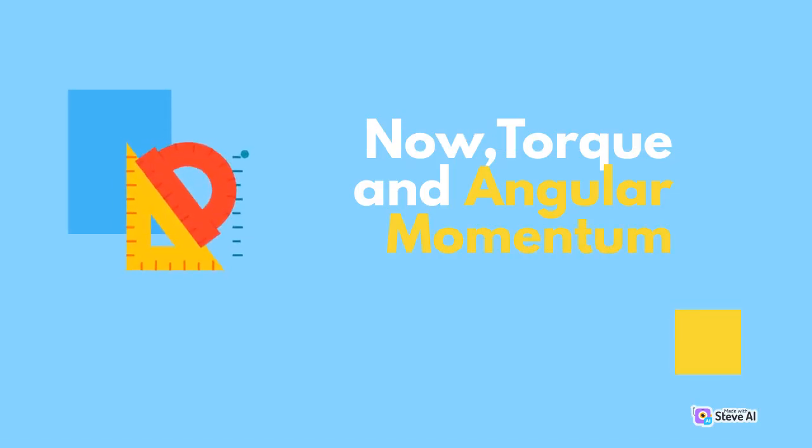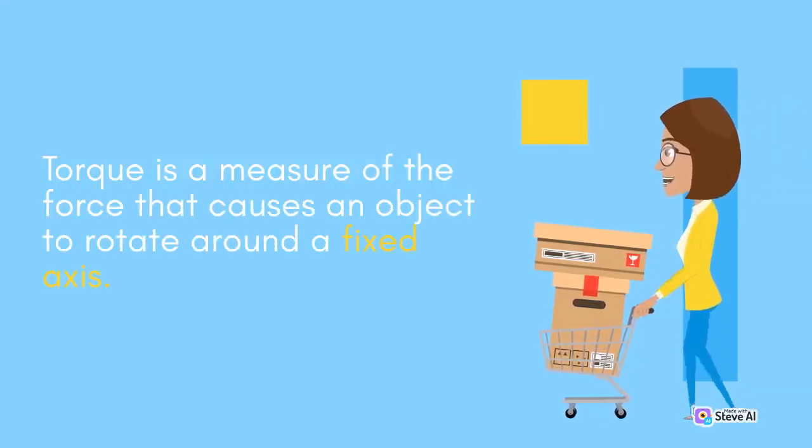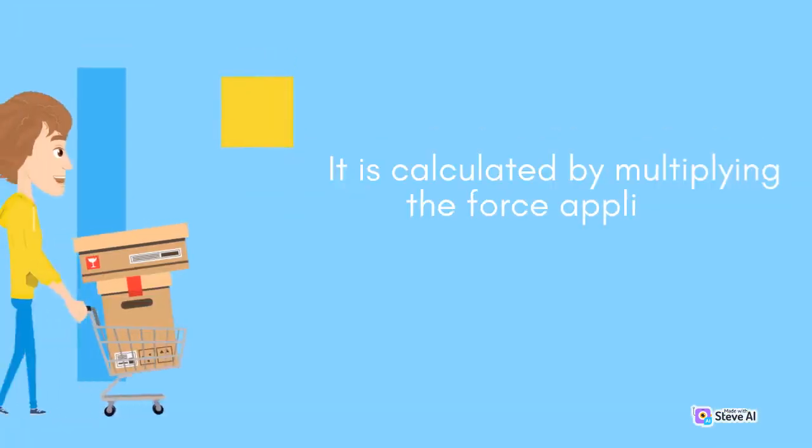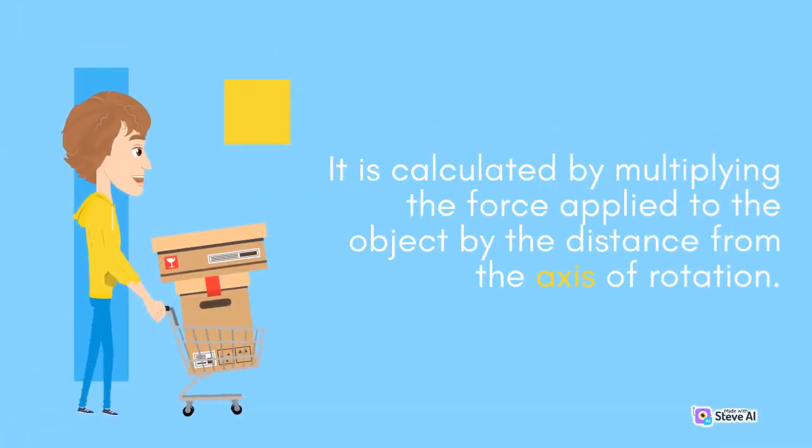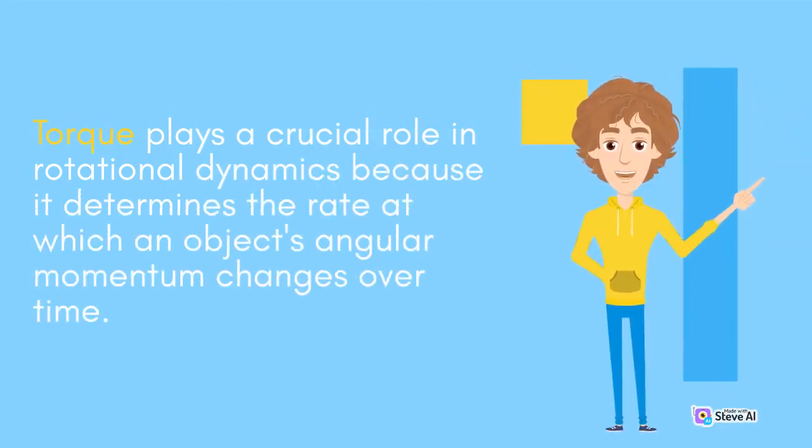Now, torque and angular momentum. Torque is a measure of the force that causes an object to rotate around a fixed axis. It is calculated by multiplying the force applied to the object by the distance from the axis of rotation. Torque plays a crucial role in rotational dynamics because it determines the rate at which an object's angular momentum changes over time.